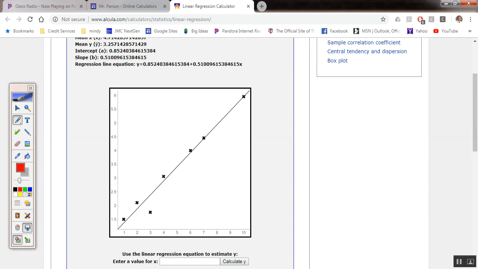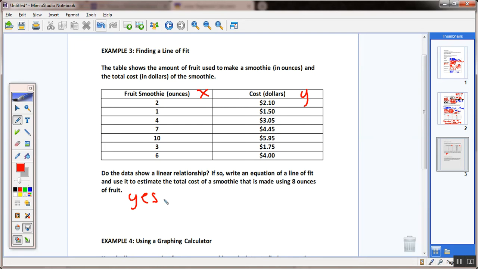Your equation's right here. Or you can look at it this way. They tell you the slope is here and the intercept is here. So they could say y equals 0.51 what here? 0.51x plus about 0.85. Are you okay with that? Okay, so our equation we get for this is y equals 0.51x plus 0.85.